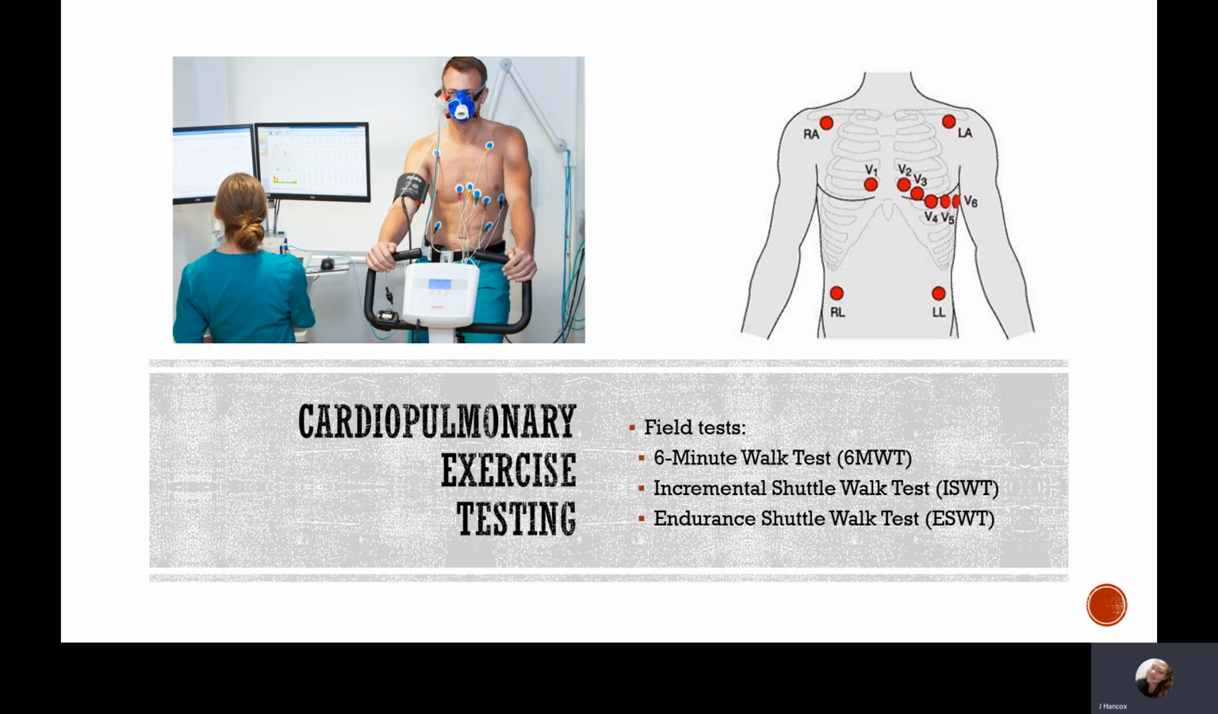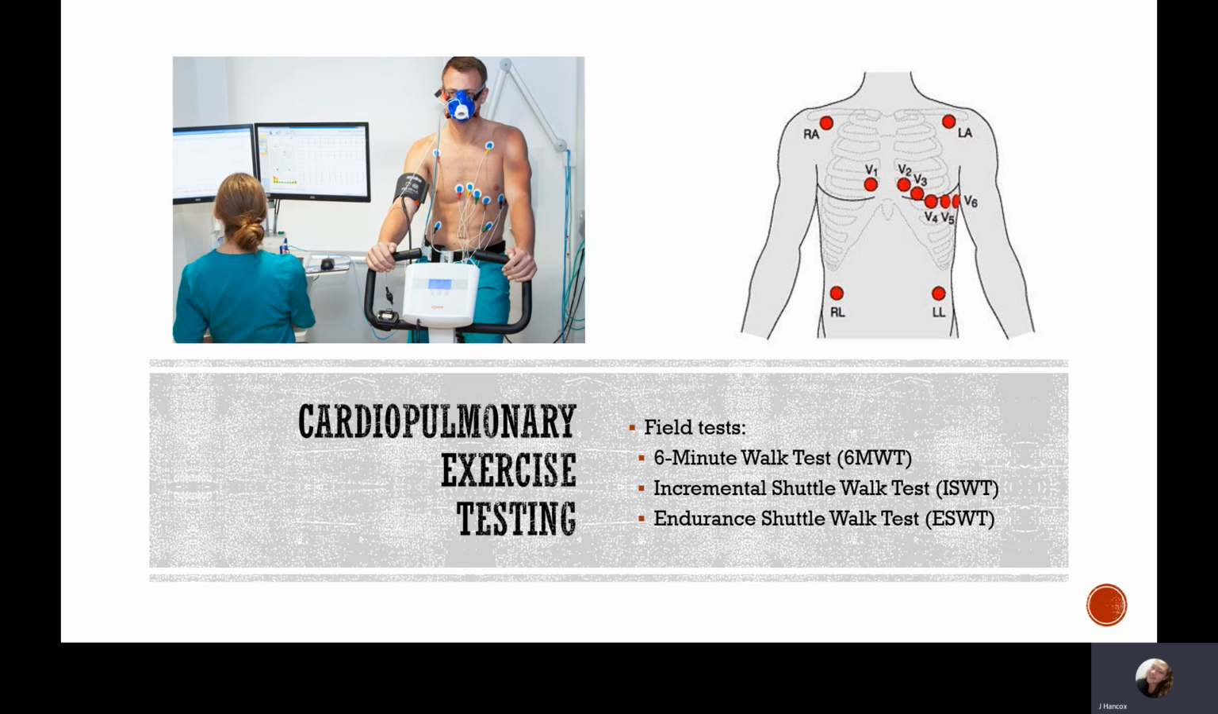Some people desaturate during exercise. Some people have heart problems during exercise. So that's the point of that test. It assesses the whole cardiopulmonary system during exercise. Then we will have field tests that we do basically generally for screening before surgery, just to make sure that a patient is strong enough to go through surgery. And the most common of that is the 6-minute walk test.